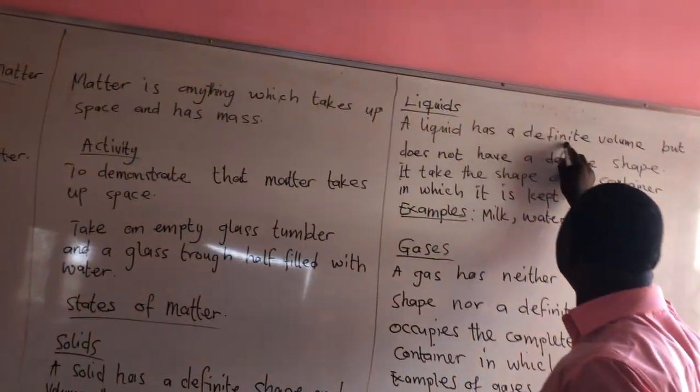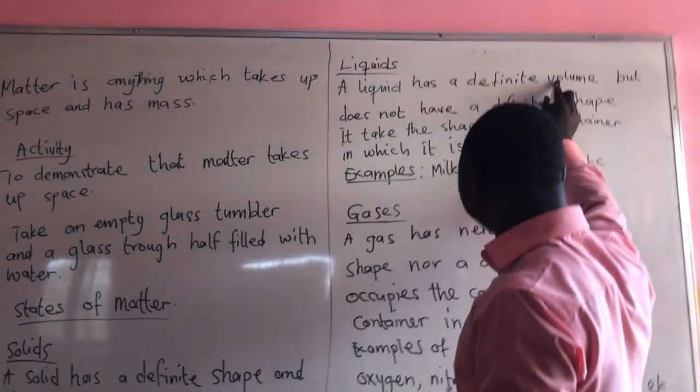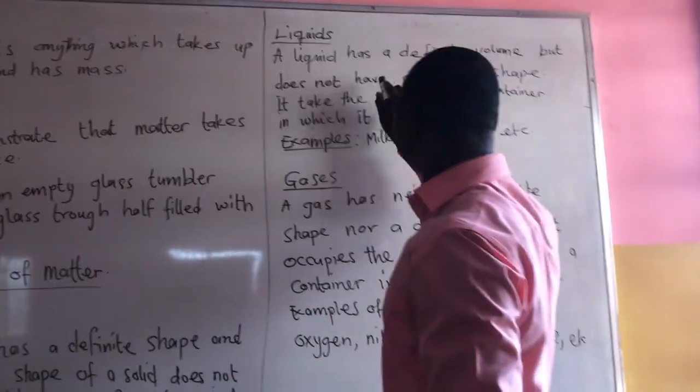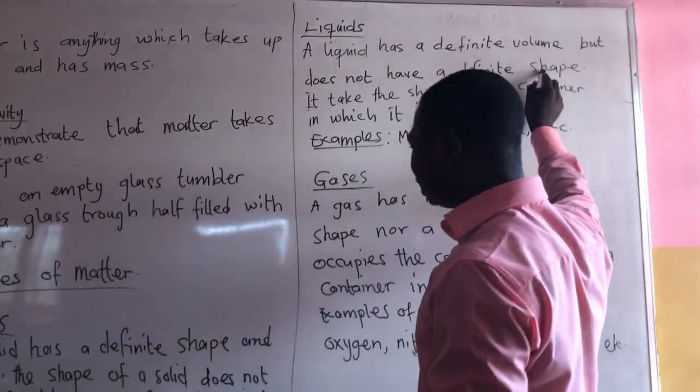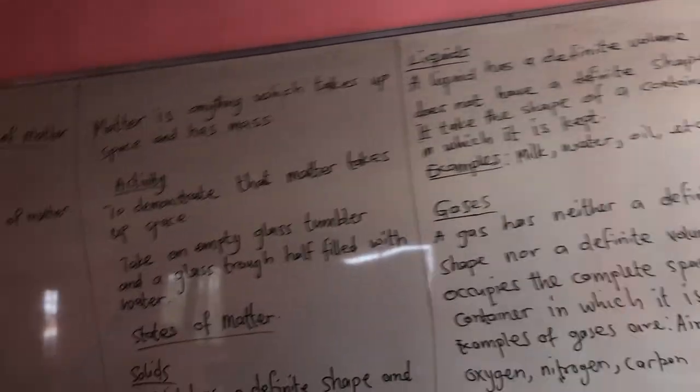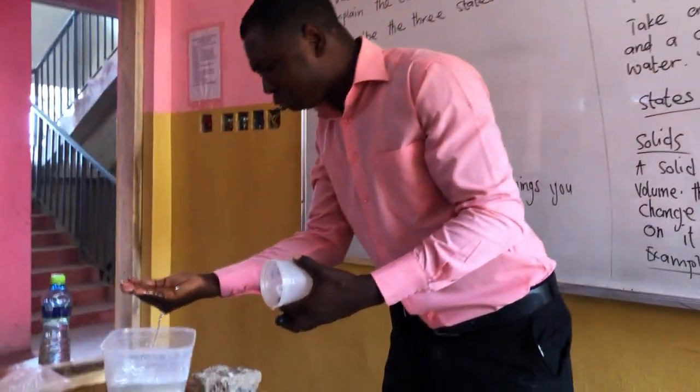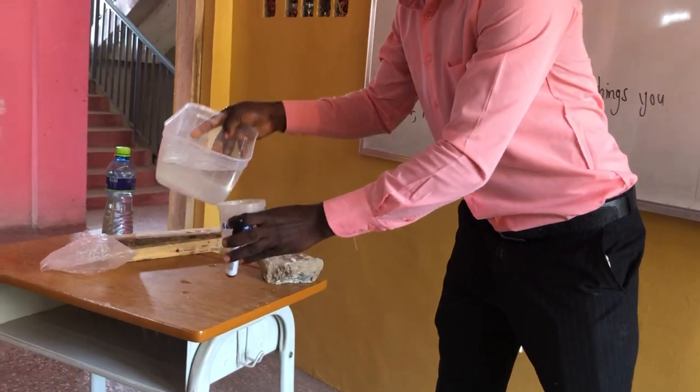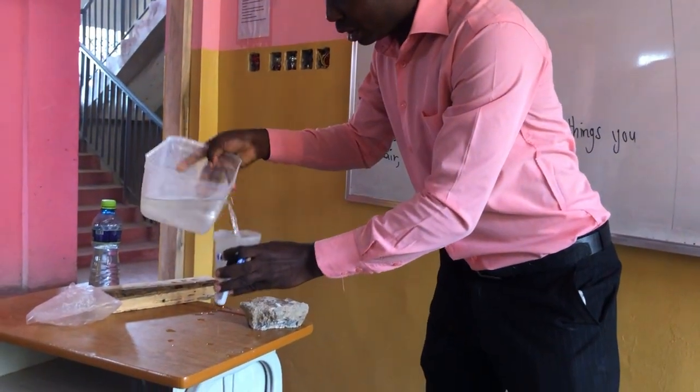So a liquid has a definite volume. A definite volume, but does not have a definite what? Shape. When I say definite volume, that means when I fetch this water, you see there is no shape. When I pour it here, the shape is different.